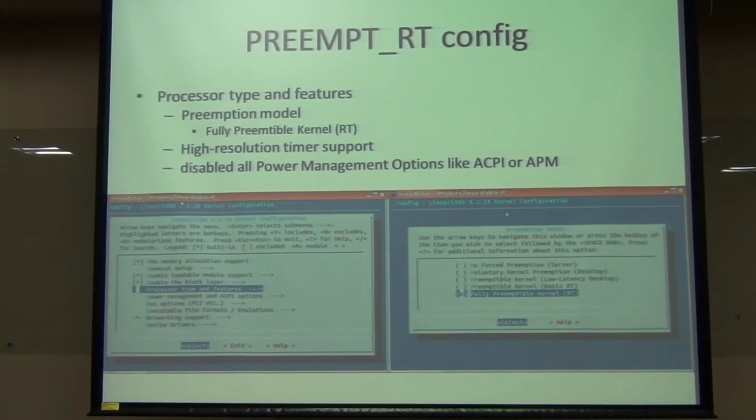in terms of preemption. And you can also set the high resolution timer support, and for your testing, disable power management options like these. Not all power management is bad, but you might want to take a close look if you want to use that with the real-time patch.